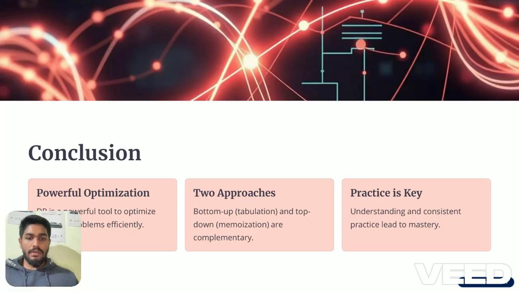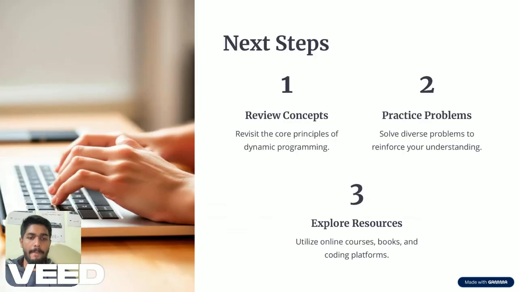Conclusion. Powerful optimization, two approaches, practice is key. In powerful optimization, the optimization becomes more efficient. The two approaches, bottom-up tabulation and top-down memoization, are complementary. Practice is key. Understanding and consistent practice lead to mastery.